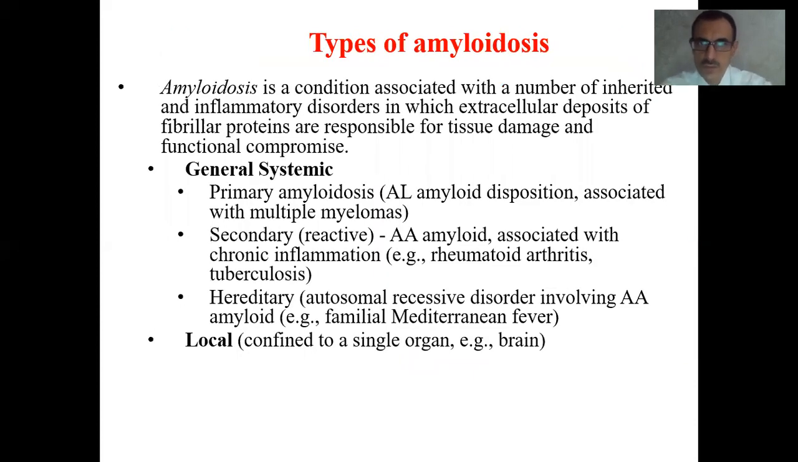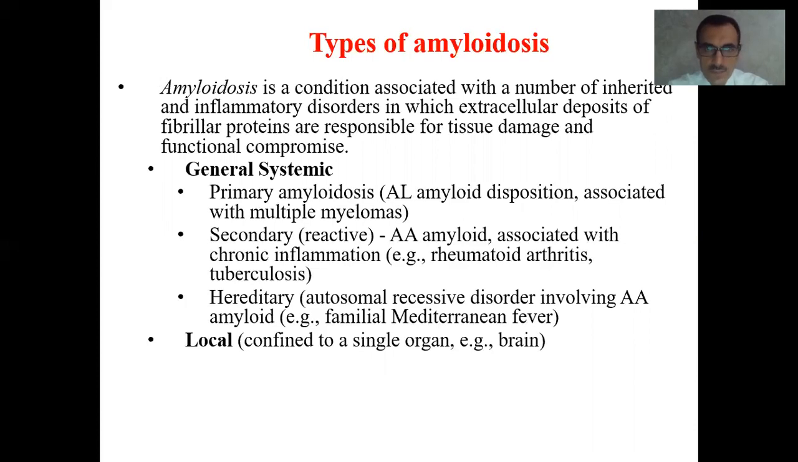Types of amyloidosis. Amyloidosis is a condition associated with a number of inherited and inflammatory disorders in which extracellular deposits of fibroproteins are responsible for tissue damage and functional compromise. There are two types of amyloidosis: general, or generalized, systemic, and local.